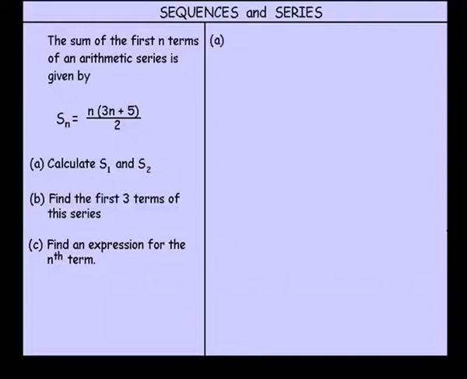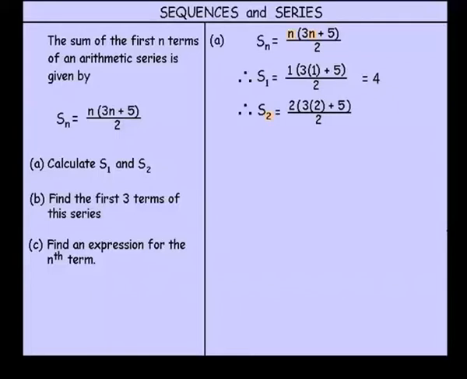Right, part A. Write down the formula that we're given. S of n equals n outside of 3n plus 5 all over 2. Therefore S of 1 equals, in other words, what have we done? We just replaced n with 1. So if we do that, we come up with that. That simplifies to be 4. We're asked also to find S of 2, exactly the same method. Where we see n, we're going to replace it with the number 2, and that simplifies to be 11. So part A is done. We found S of 1 and S of 2.